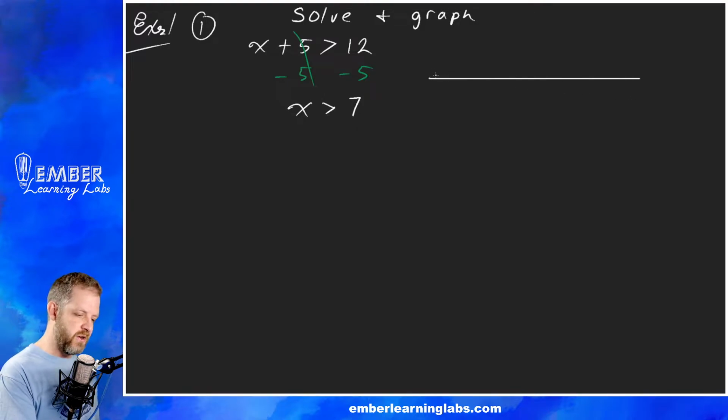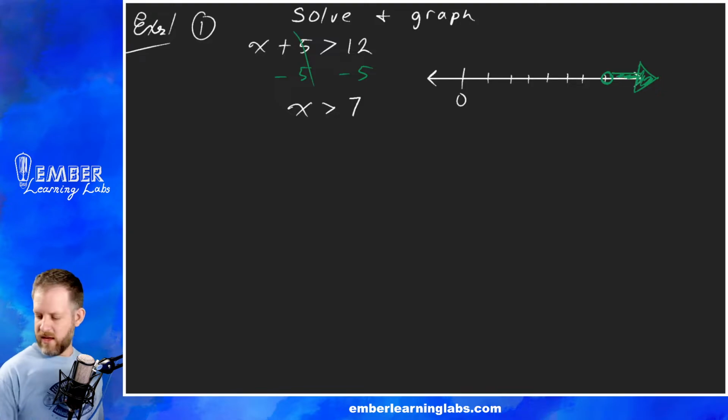So we're going to draw us a little number line. We're going to put our 0. We're going to count 1, 2, 3, 4, 5, 6, 7. We're going to put an open circle, right? Because it's just greater than, not greater than or equal to. So just open circle. We're shading in the greater than direction. There we go. No problem.